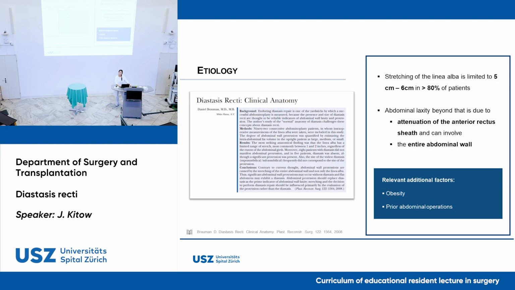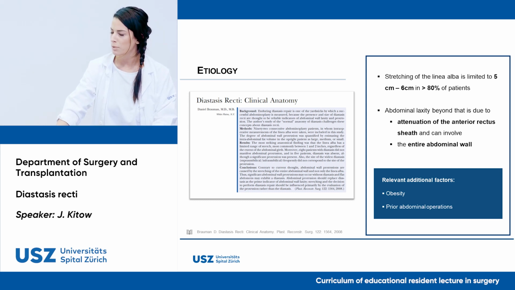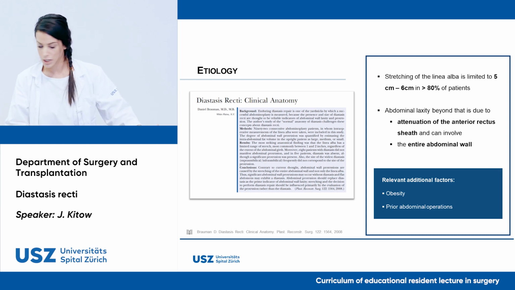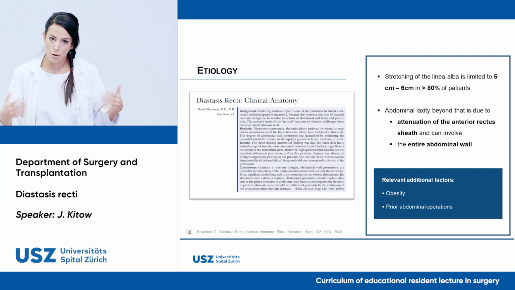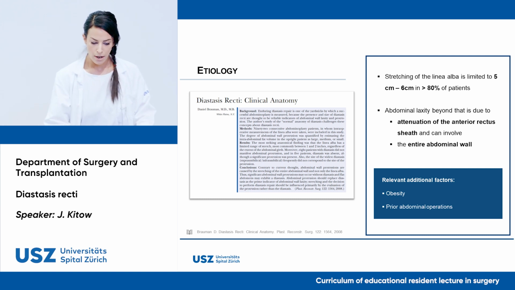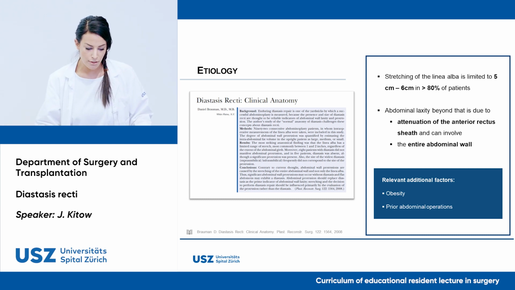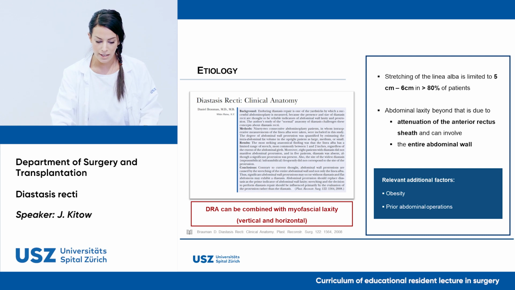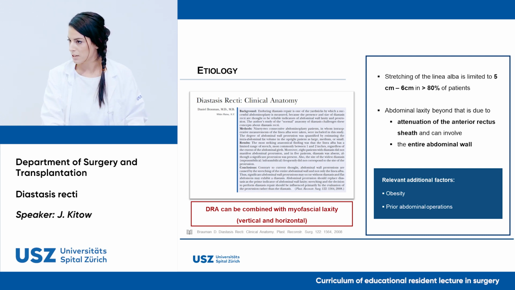But when it comes to abdominal laxity, you have to know that the linea alba is limited in stretching up to 6 centimeters. So there must be concomitant factors. Well, actually, abdominal laxity also included the weakness of the anterior rectus sheath, as well as maybe the whole muscular abdominal wall. There are some other relevant additional factors like obesity or prior abdominal surgeries, but actually you can conclude that diastasis rectus abdominis can be a combination of myofascial laxity and widening of the rectus diastasis.